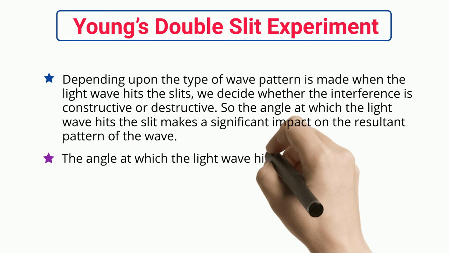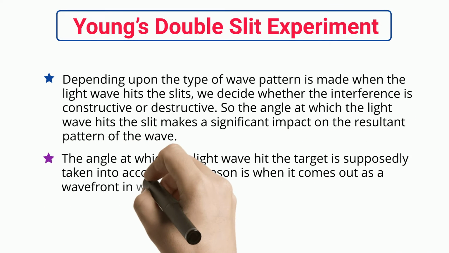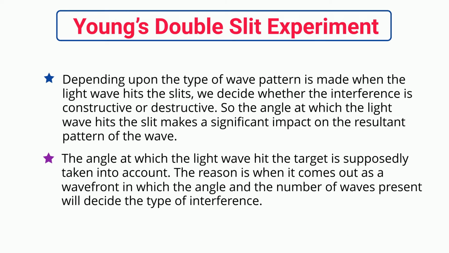The angle at which the light wave hit the target is supposedly taken into account. The reason is that when it comes out as a wavefront, the angle and the number of waves present will decide the type of interference.